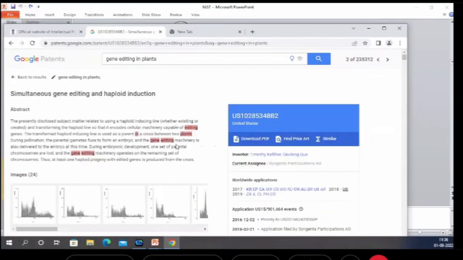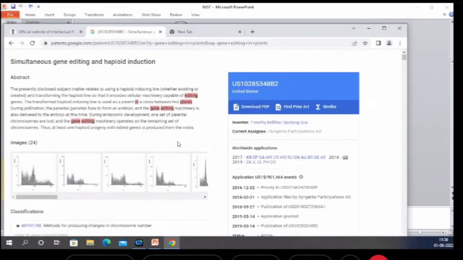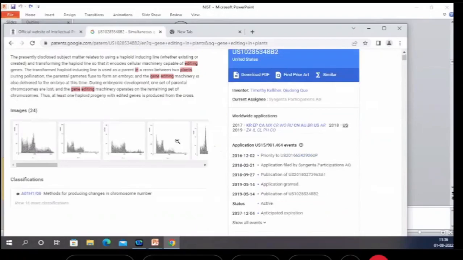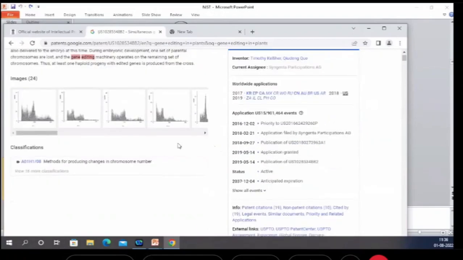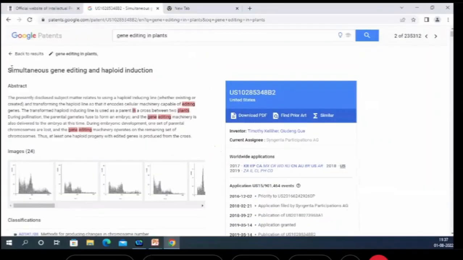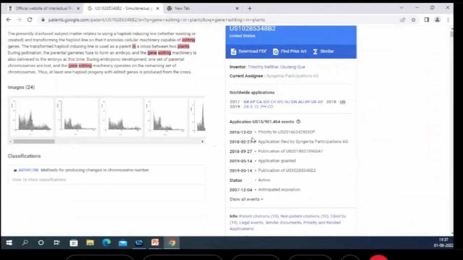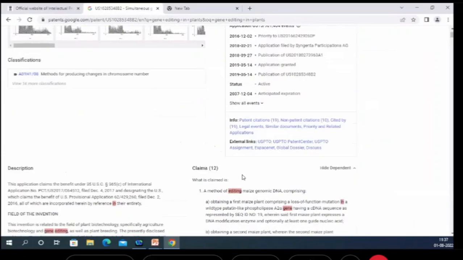See, this is an application that has been filed, I think, at the US Patent Office. This is a prior US application. This is the title: simultaneous gene editing and haploid induction. This is the abstract of the invention, and as I told you, a patent is for a 20-year period. The application has a priority date, and the anticipated expiry is 4/12/2037. These are the claims and this is the description.